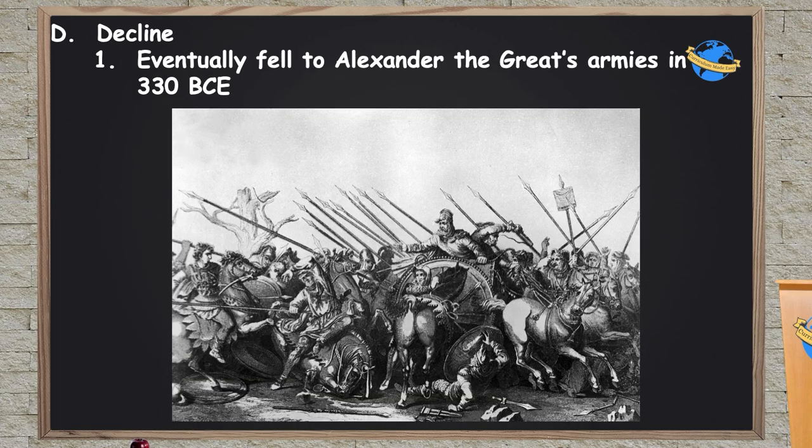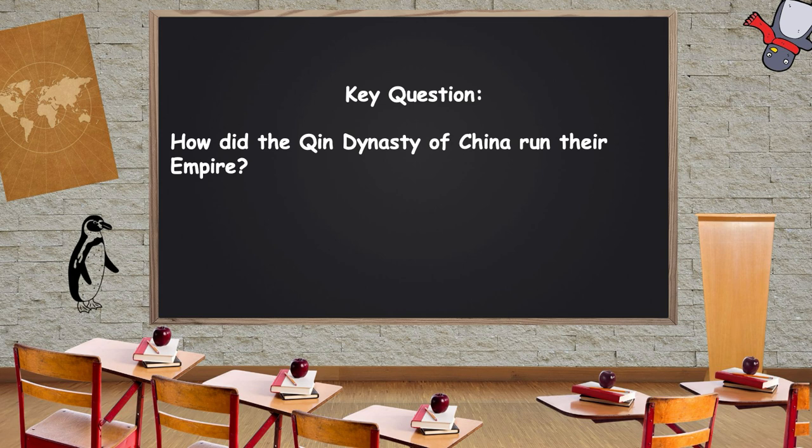Now, we'll get to the downfall of the Persians in the next unit. The short version, eventually a guy named Alexander the Great brings his armies in 330 BCE and crushes the Persians, but we'll get to that. Alright, to end the speed run through the first empires, let's return to China and see what happened after the period of warring states.